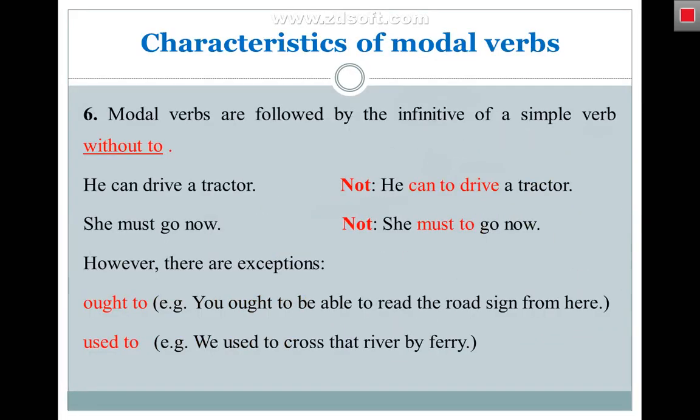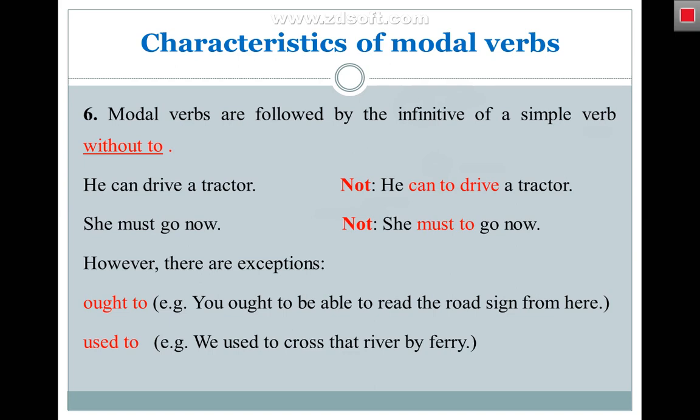Next, number six. Modal verbs are followed by the infinitive. This is very, very important. This is a very common mistake; so many students do this. He can drive a tractor, she must go now. You do not put to after modal verbs. Modal verbs do not accept to after them; only the bare infinitive comes after them. You cannot say "she must to go" or "he can to drive". This is unacceptable. Keep this in your mind.